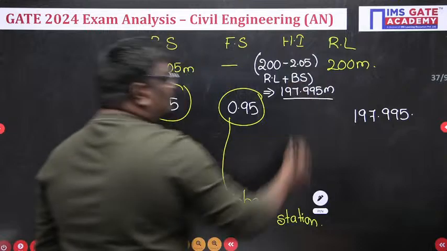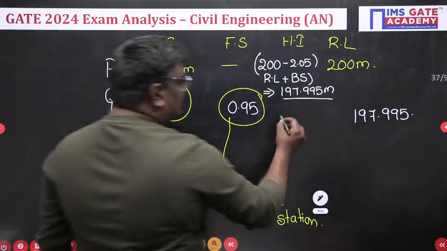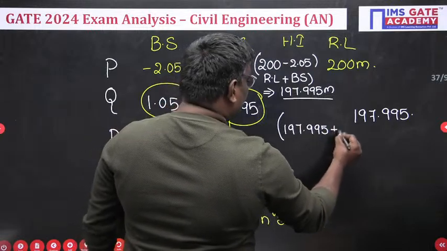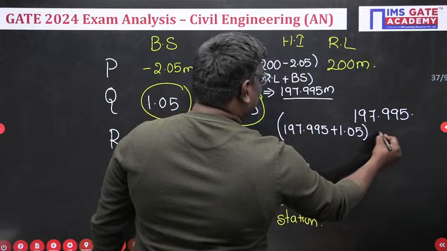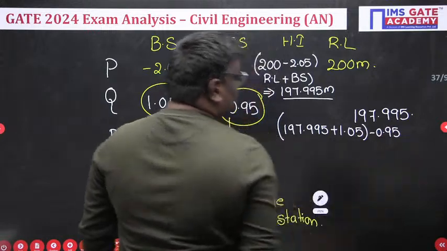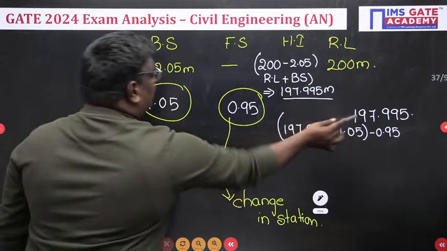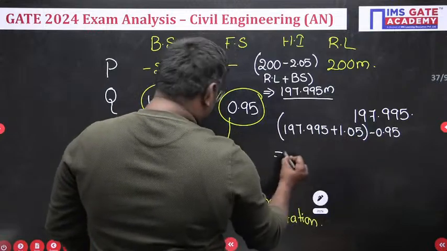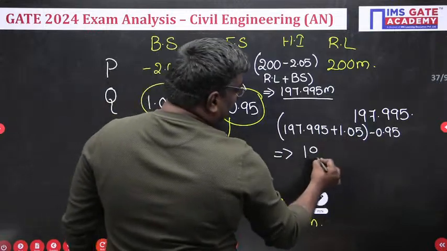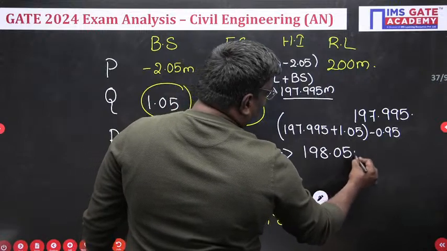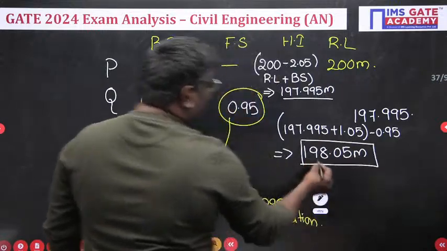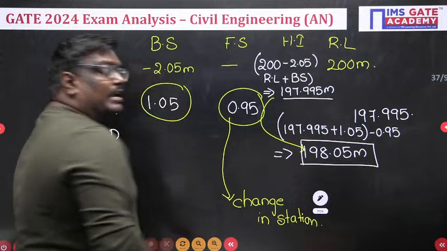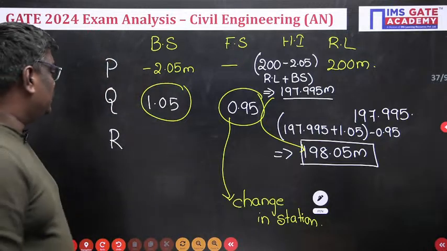Now what will be the height of the instrument? You can write 197.995 plus 1.05 minus 0.95. Here what I have done is RL plus backside minus foresight. So the value you will get is 198.05 meter. After changing the instrument, the height of the instrument is 198.05 meter. Are you clear, my dear students?